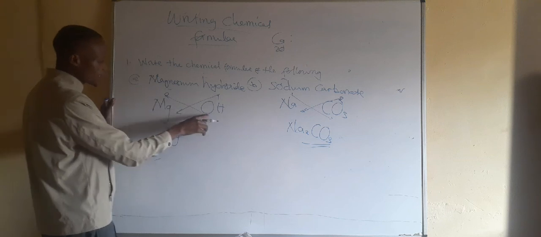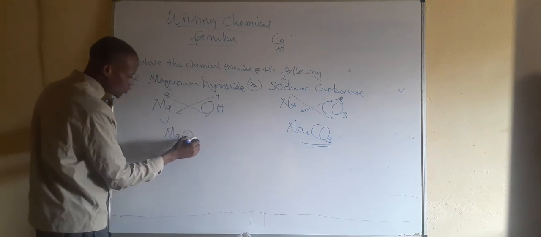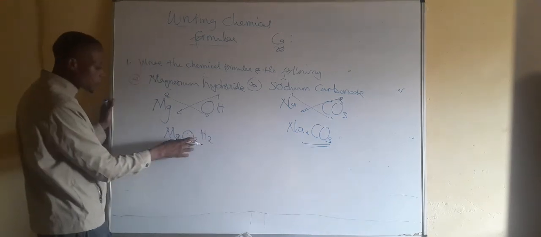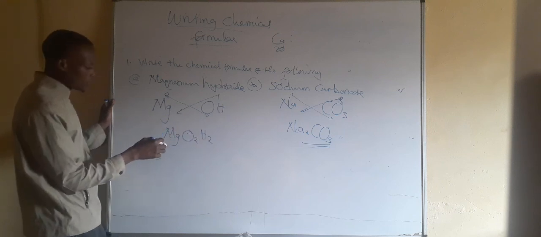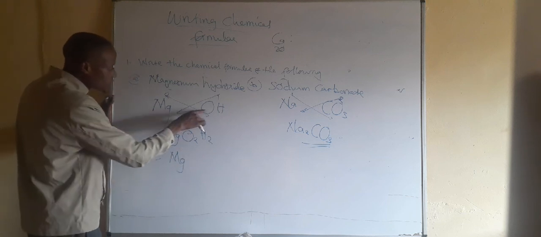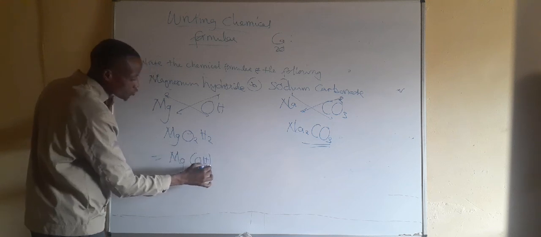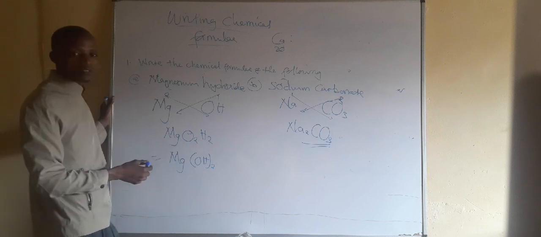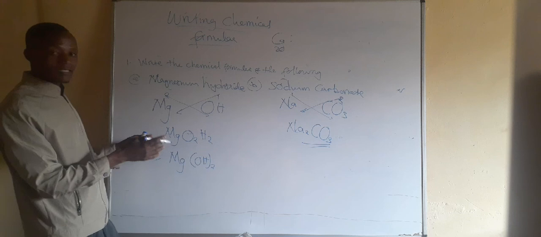This 2 is multiplying with these 2 atoms. So if you want, it can be written as O2 and also H2. You see that? But because 2 is a common factor, it's not supposed to be written like that. The correct way of writing this formula is you put these 2 atoms in brackets, OH, then the 2 goes outside like that. This is magnesium hydroxide, Mg(OH)2.